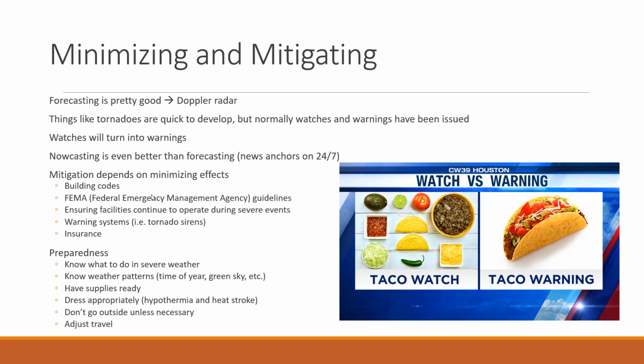Don't go outside unless it's absolutely necessary. So be aware of when the better times are to go outside. So taking a run in the middle of July in the middle of the day or in the middle of the afternoon, probably not the best idea. Maybe wait until evening, or better yet, take it first thing in the morning when the temperatures are going to be coolest. And adjust travel as necessary.